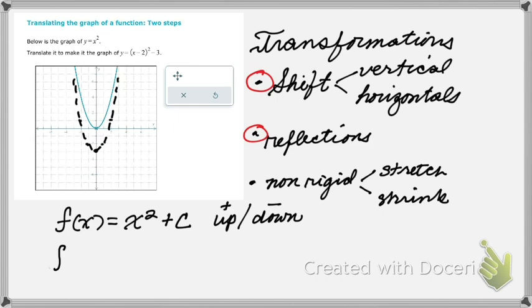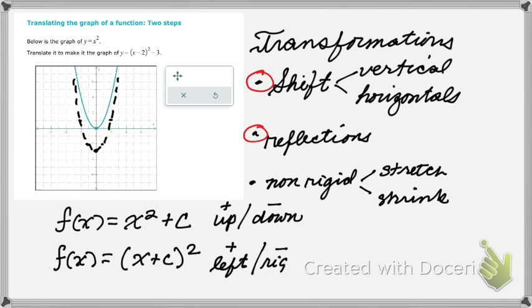Now if I take f of x and I put the plus c here, notice the difference in position where I put the c. Definitely a difference there. In that case, positive is to the left and negative is to the right. You might think that is opposite of what you would expect. Maybe you want to say positive goes to the right and negative goes to the left, but not in this case.